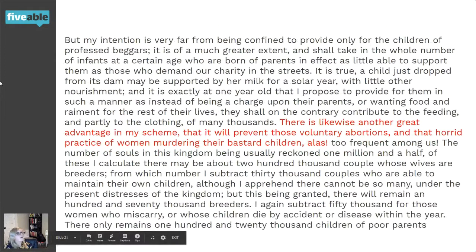But my intention is far from being confined to provide only for the children of professed beggars. It is of a much greater extent, and shall take in the whole number of infants at a certain age who are born of parents in effect as little able to support them as those who demand our charity in the streets. It is true, a child just dropped from its dam may be supported by her milk for a solar year with little other nourishment, and it is exactly at one year old that I propose to provide for them in such a manner as, instead of being a charge upon their parents or the parish, or wanting food and raiment for the rest of their lives, they shall, on the contrary, contribute to the feeding and partly to the clothing of many thousands.